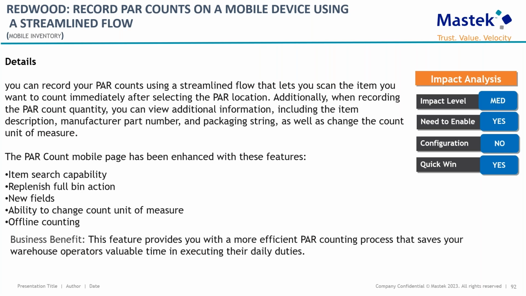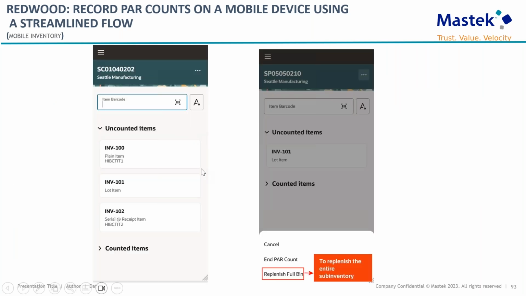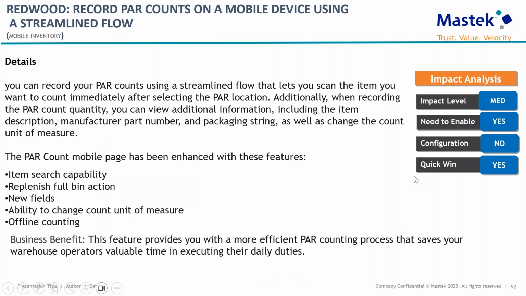There's also a new replenishment full bin action for both locator and non-locator control sub-inventories, and the ability to perform par counts offline with automatic sync once connected. These enhancements help users complete par counts faster and more accurately, even in low connectivity environments as well. This is how the page looks. The impact is medium. We do have to manually enable this option. There's no configuration required, and it is definitely a quick win.